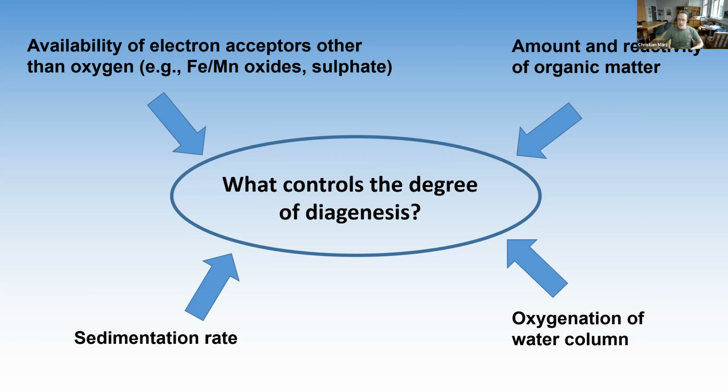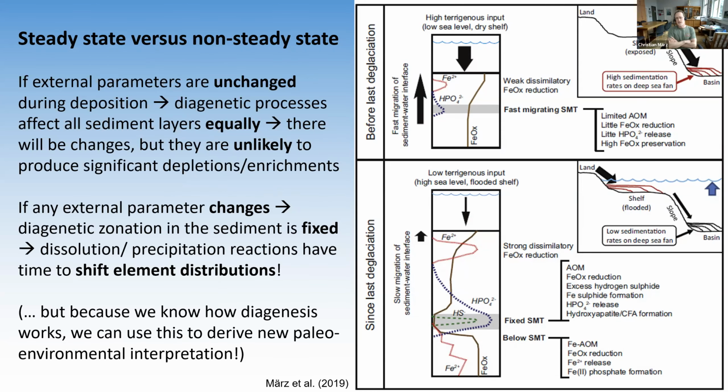And then one really key parameter is the sedimentation rate. And I'm going to show in the forthcoming slide how sedimentation rate actually matters. Long story short, if you have very high sedimentation rates, organic matter gets buried quickly, and you're basically reducing the degree of diagenetic overprint that every individual sediment layer experiences. And this is shown in this slightly busy slide, but I'm going to guide you through it real quick.